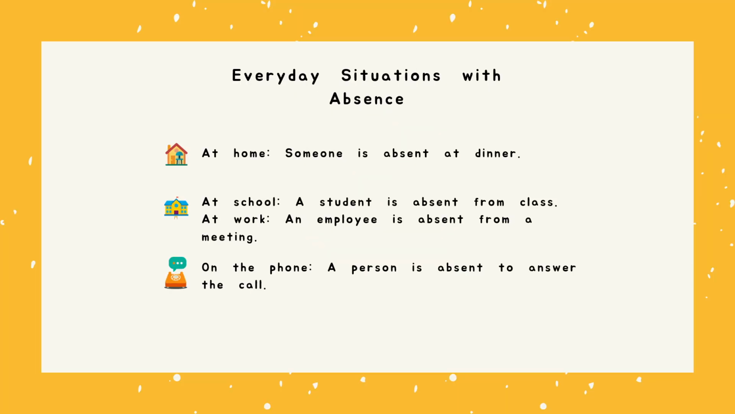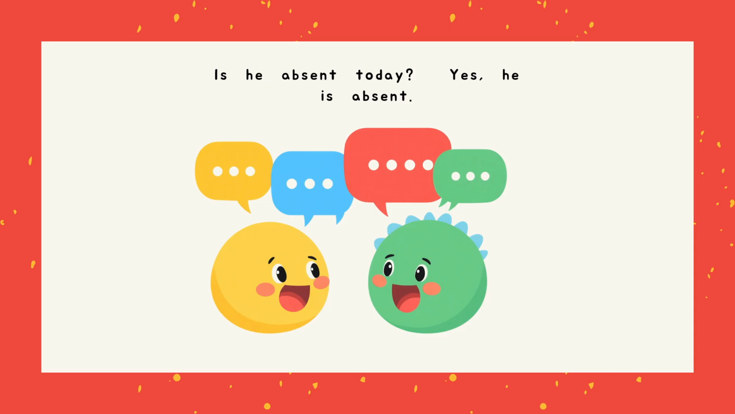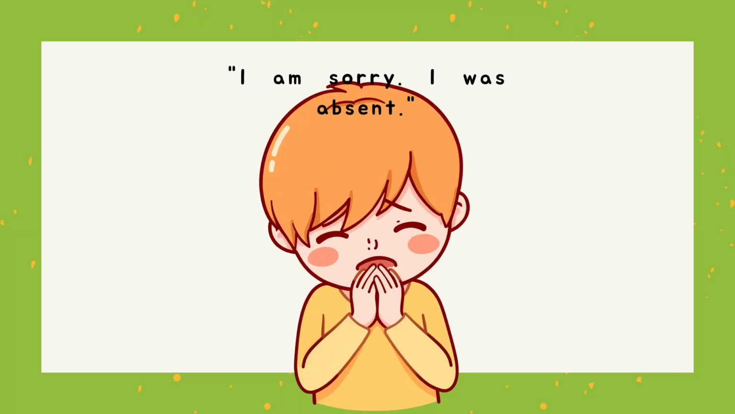We see absence in everyday life. At home, someone is absent at dinner. At school, a student is absent from class. At work, an employee is absent from a meeting. On the phone, someone is absent to answer. How do we ask about absence? We can ask, "Is he absent today?" The answer is, yes, he is absent. This is a polite and simple way to talk about absence.